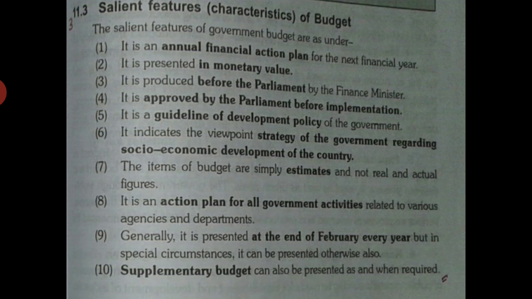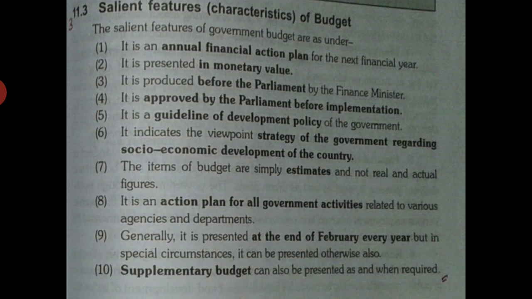It's a work of estimation, as I said. So the figures are not actual ones, they are not real ones, because what is going to happen in future only can be estimated, means cannot be said 100% today itself. So it's a work of plans, estimations. This is an action plan for all government activities, all the agencies, all the departments of the government.